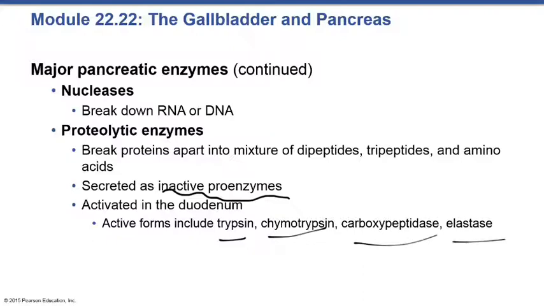And those are the most important ones. And they're made, again, as proenzymes. So this would be called trypsinogen, chymotrypsinogen, right? And then in the duodenum, they would be activated to become active trypsin, chymotrypsin, carboxypeptidase, and elastase.